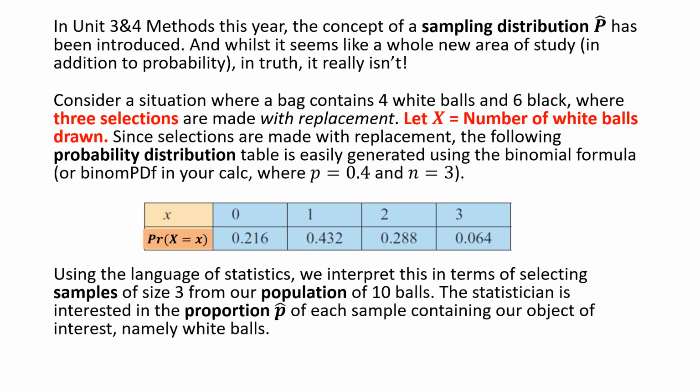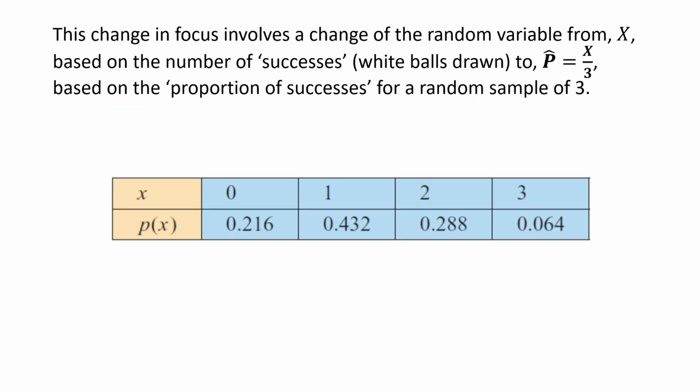Okay, so what we're going to do is use those quite familiar scenarios and just change our perspective and use the language of statistics. So we interpret this in terms of selecting samples of size 3 rather than making 3 selections from our population of 10 balls. And what the statistician is interested in is the proportion p hat of each of those samples. So it's a very small step from that table you see before you.